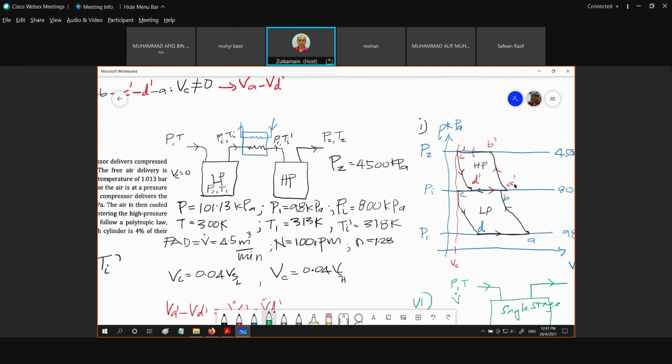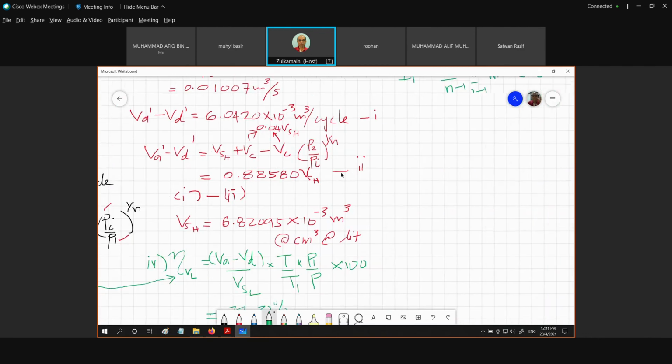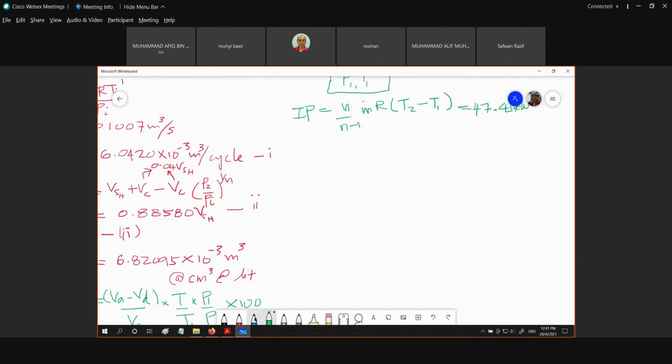Be careful. The PISO for this low pressure is basically at T1, and the PISO for the second or the high pressure is TI prime. Okay, let me put that a bit. Please do the exercise regarding PISO. So what is our PISO?